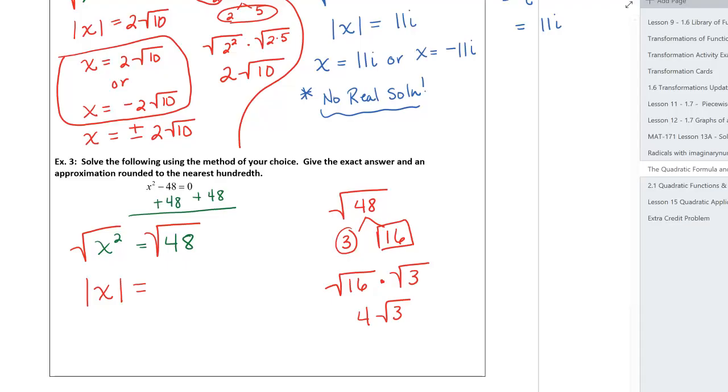So your final answer is going to be the absolute value of x is equal to 4 times the square root of 3. So that gives you two answers: x equals 4 times the square root of 3, or x equals negative 4 times the square root of 3.